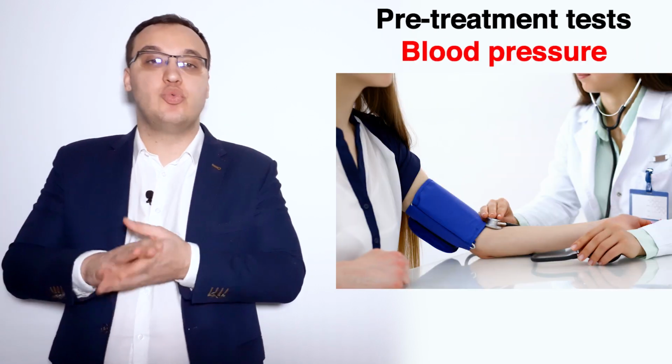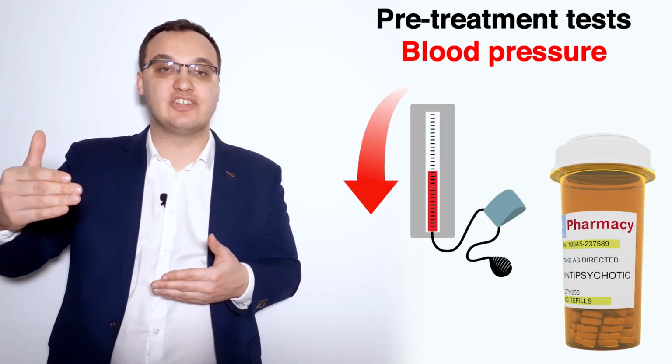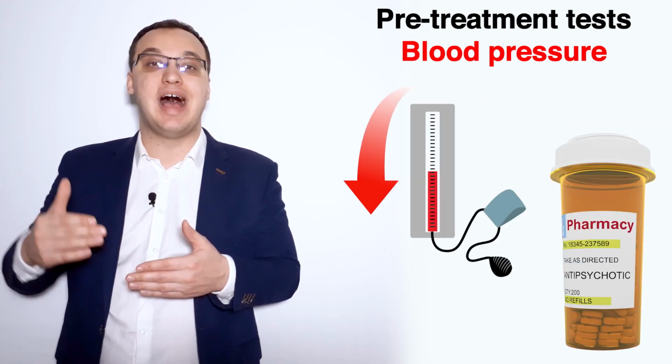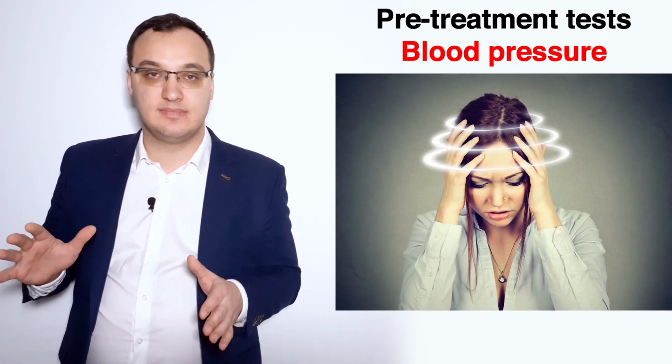Good. And what do we have more? Blood pressure. Why do we need to check blood pressure? Because some antipsychotics can actually cause a reduced blood pressure. Orthostatic hypotension, we call it. And that creates dizziness.